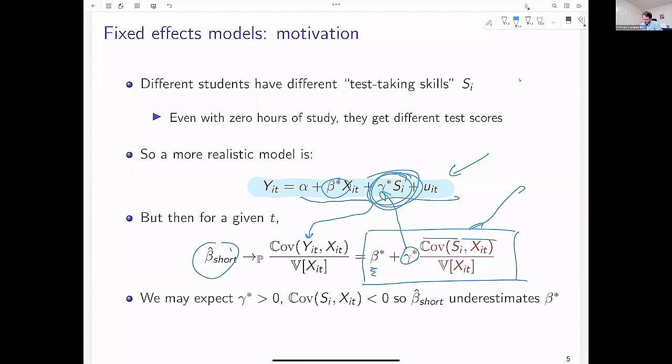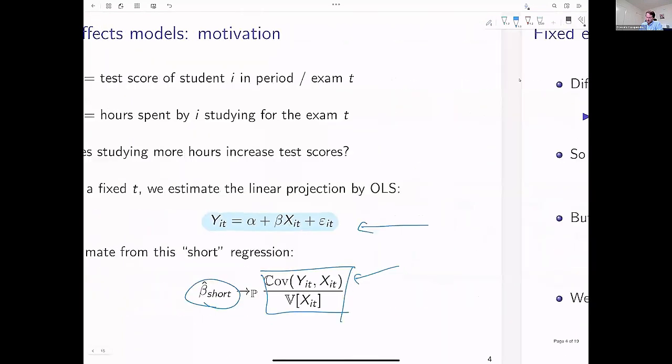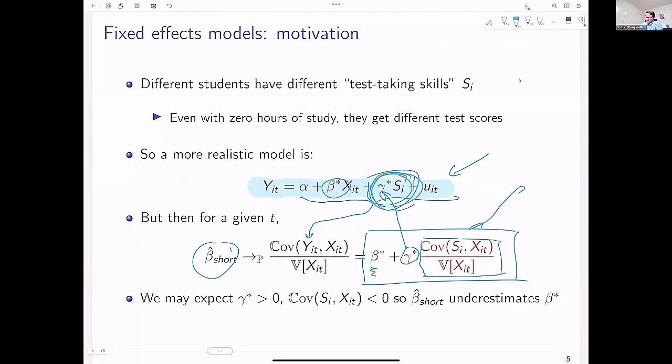The second term in this bias is just a measure of association between X, which is the variable that we are including in the regression, and S, which is the variable that we omitted from the regression. So then if we think that actually the number that we were after is this beta star, we are obviously not getting that beta star by just running the regression of test scores on hours of study. Instead, we're getting beta star plus an additional term, which is this omitted variable bias.